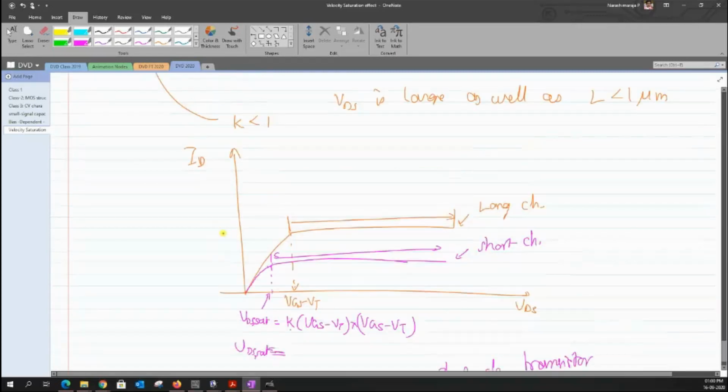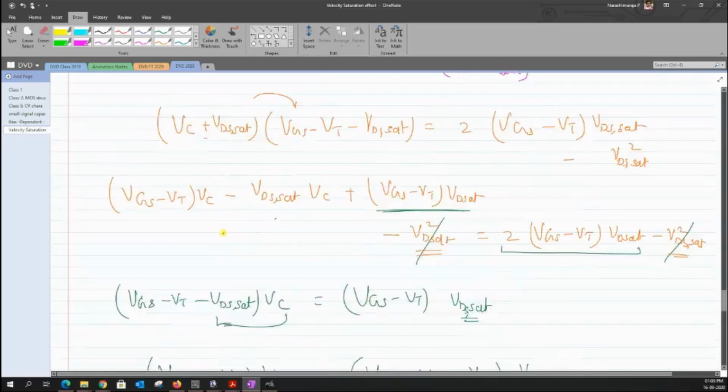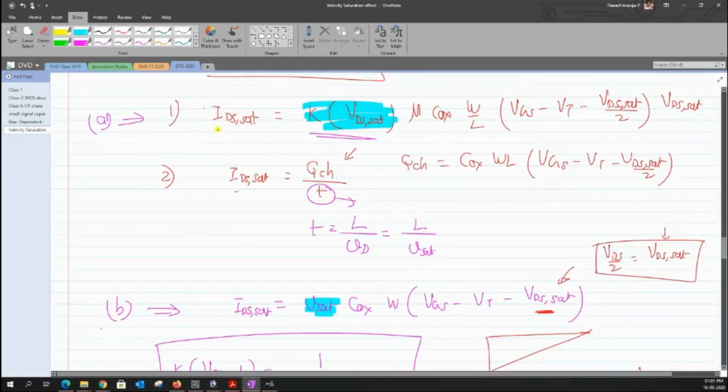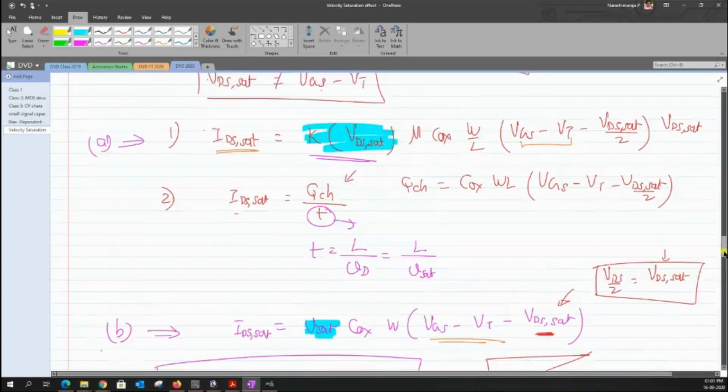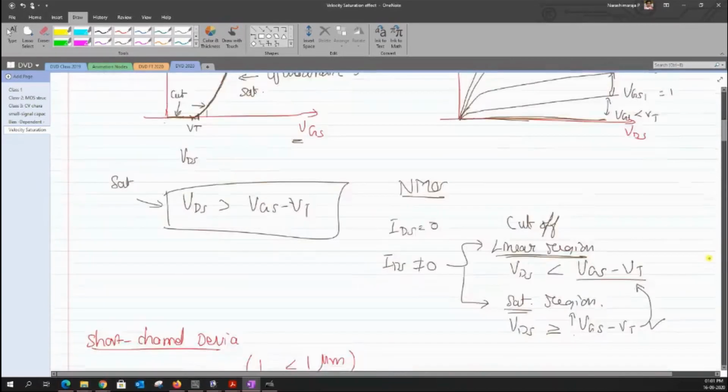Okay, apart from this, there is also one more important factor that I want to bring out. Okay, let us look at the expression B. So when I look carefully, you could see that the value of this ID sat is proportional to VGS minus VT. Okay, either you look into the expression A or you look into the expression B, you could see that they are proportional to VGS minus VT. So now for a short channel device, let me pick this graph that I have plotted earlier.